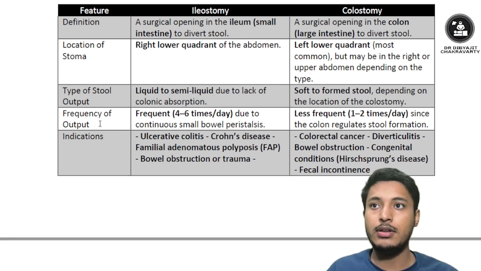The frequency of output is usually 4 to 6 times per day in the case of ileostomy, and less frequent, that is 1 to 2 times per day, in colostomies.